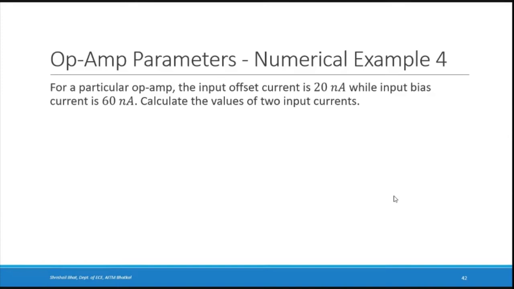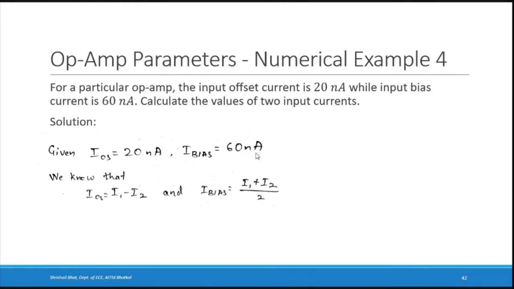You have been given the offset current and the input bias current, right? So offset current IOS is 20 nanoamps. Input bias current, I bias, is 60 nanoamps. You need to find the values of I1 and I2. You know the equations for IOS and I bias. We know that IOS is I1 minus I2, the modulus of that anyway. And I bias is (I1 plus I2) divided by 2. Since these values are known, we can write these equations in terms of I1 and I2 and solve them. You will get the values of I1 and I2.